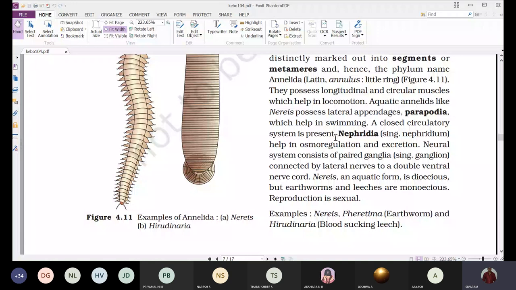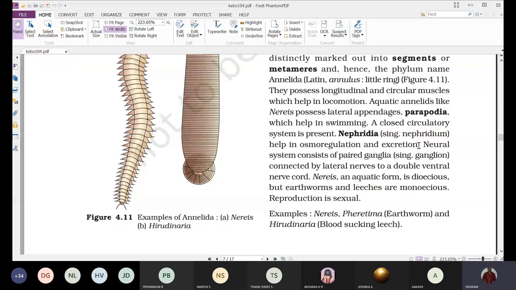Already I told you very clearly before, the primary function of any excretory organ, whether it is present in chordates or vertebrates, or in invertebrates, whatever you say, what is the primary function of excretory organs? Osmoregulation. The primary function of excretory organs is osmoregulation, and the secondary function is excretion.